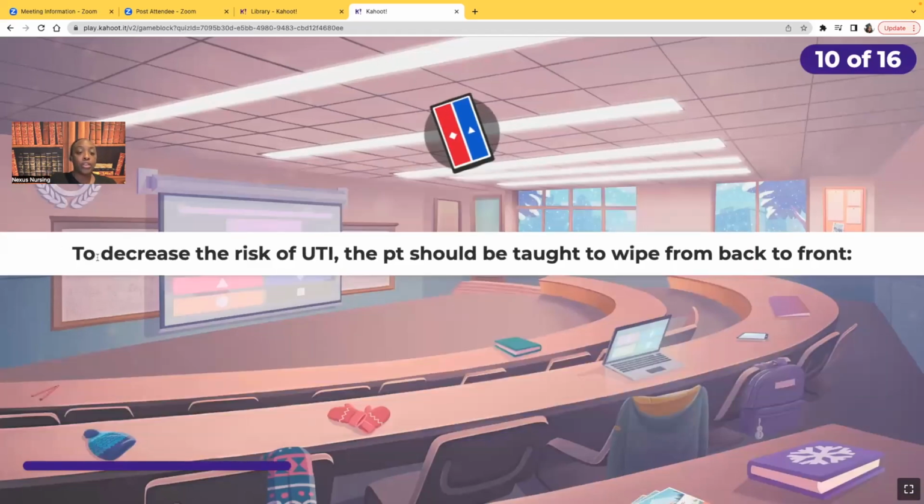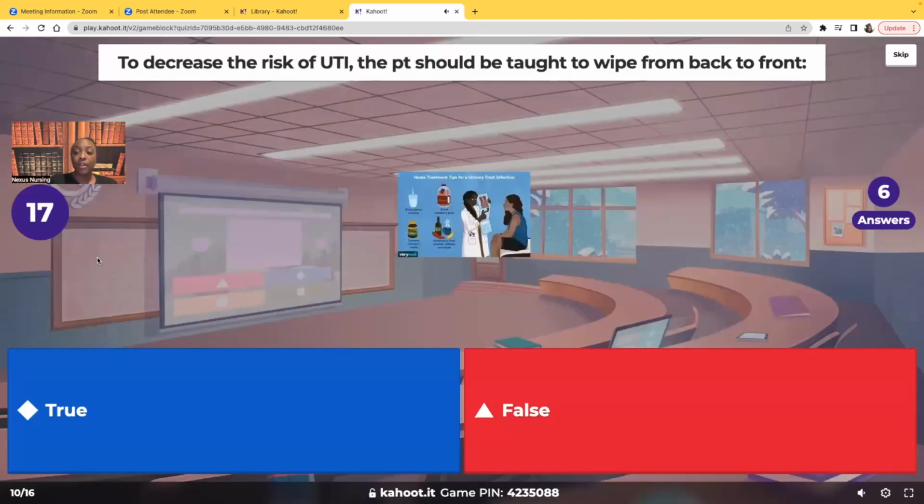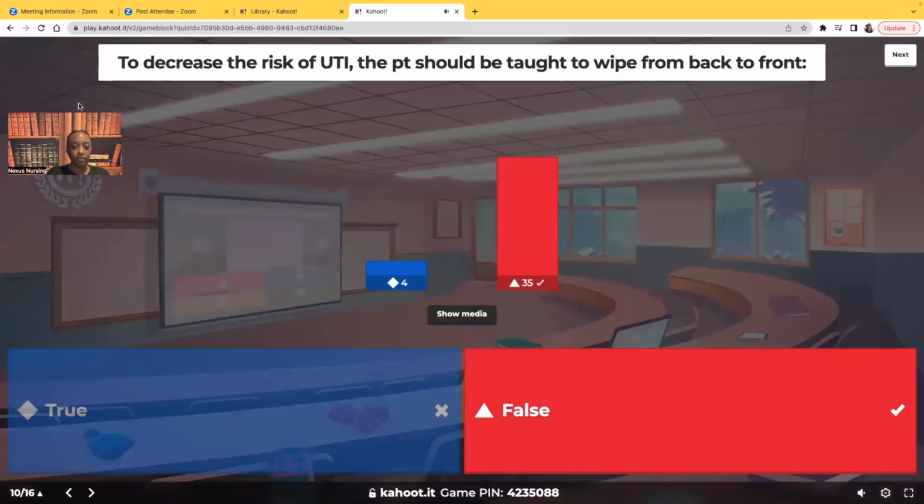True or false? To decrease the risk of a urinary tract infection, the patient should be taught to wipe from back to front. Is this true or is this false? You guys shouldn't even think twice about this by now. False. The 4 that chose true, at this point, I think you guys are messing with me. False. We don't want to wipe from back to front. We want to wipe from front to back to decrease the risk of getting a UTI.